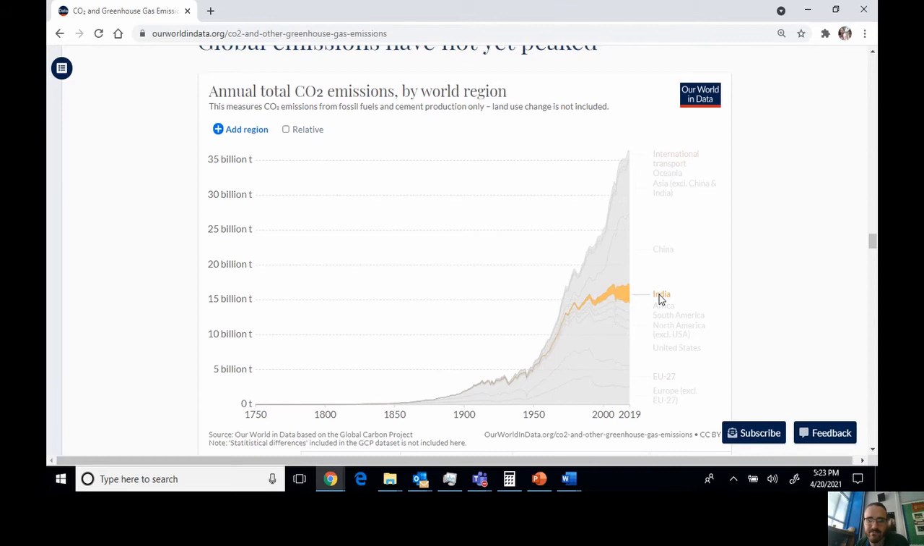If you look at India, you can see not that much either, but the thickness of that slice keeps growing fatter and fatter over time.